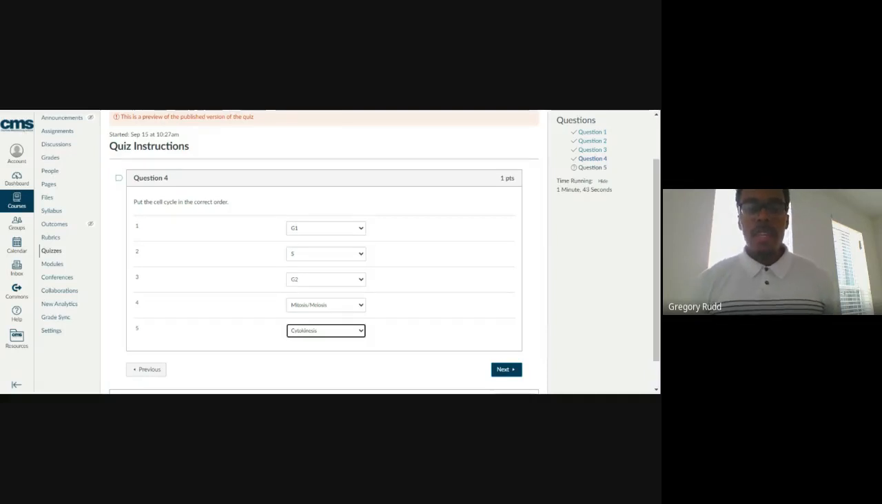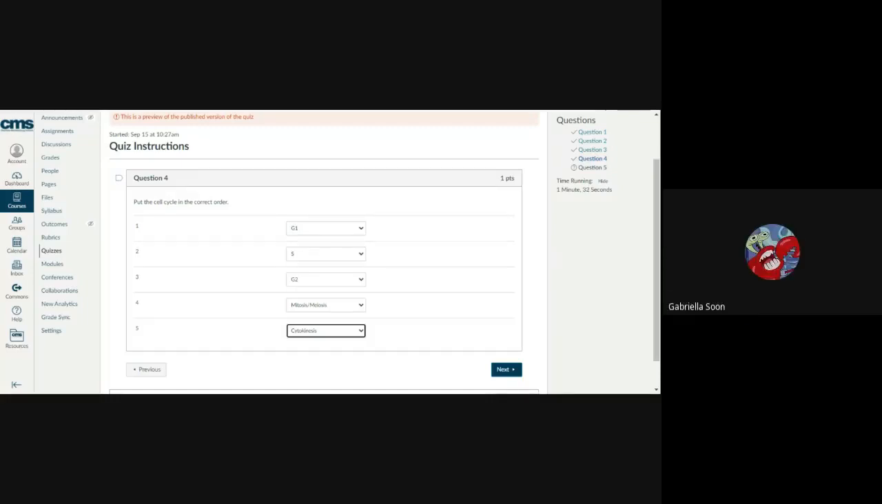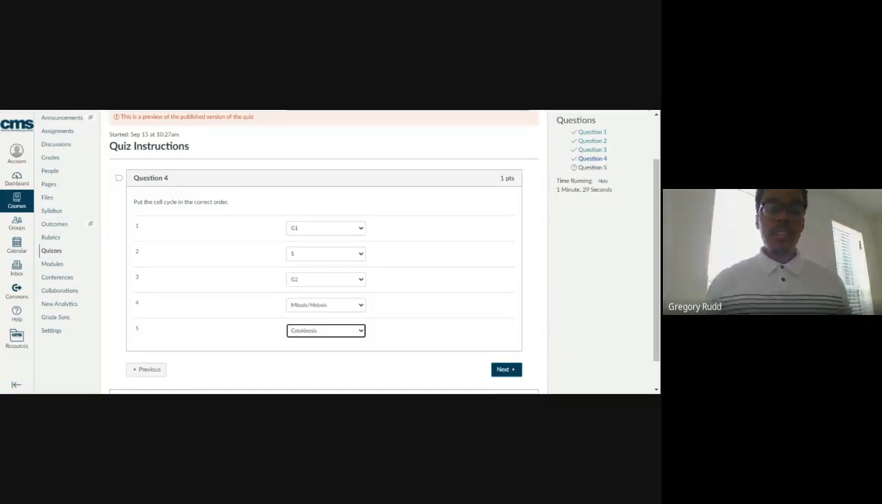For me, I always like to think about G as standing for two things. One of them is gap, and then the other is growth. Yeah. So G1, the cell is growing.